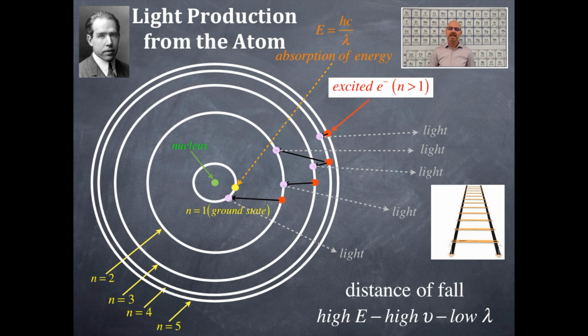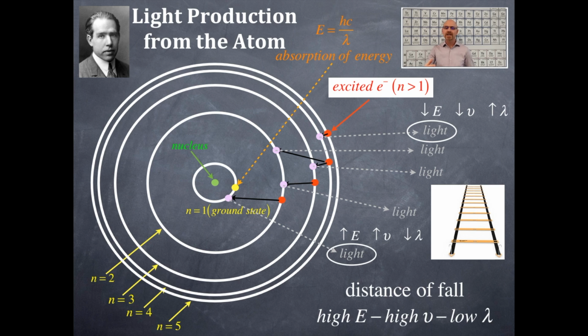Okay, so if you have high energy, you have high frequency and low wavelength. So let's correlate that here. This one going from n equals 5 to n equals 4, that distance of fall is very, very short. So therefore the energy is small because the distance of falling is small. Therefore the energy is low, the frequency is low, but the wavelength is long. And if you were to compare that to the one that I have here, which is n equals 2 to n equals 1, that distance of fall is much greater of the ones that I have drawn here. And that is high energy, high frequency, and short wavelength.